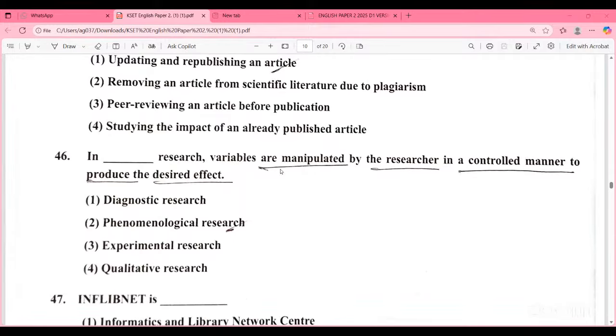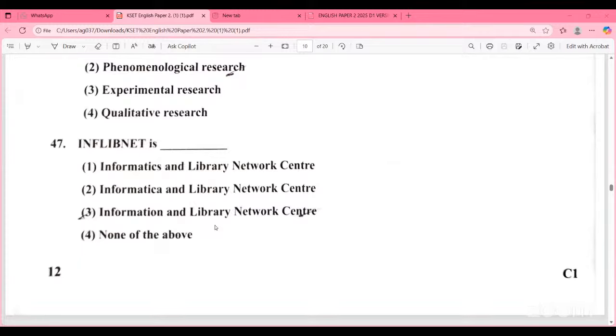In dash research, variables are manipulated by the researcher in a controlled manner to produce the desired effect. It is experimental research. The right answer will be experimental research. What is INFLIBNET? It is Information and Library Network Centre.